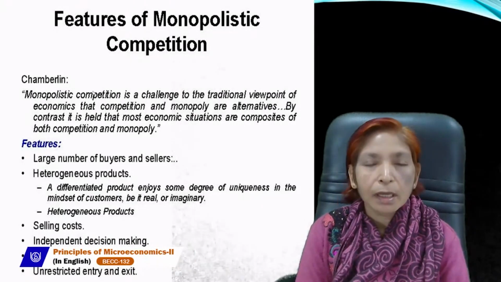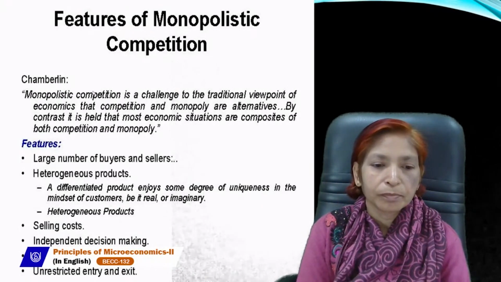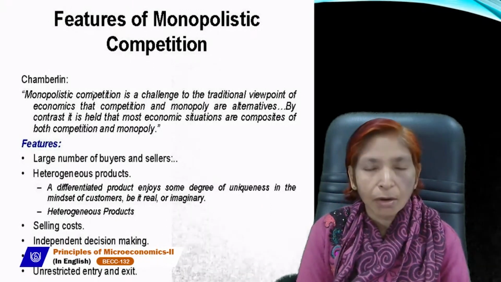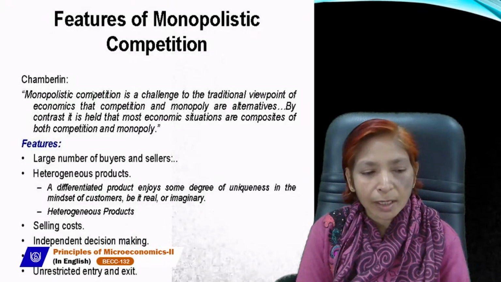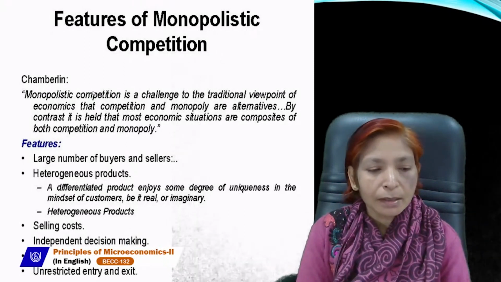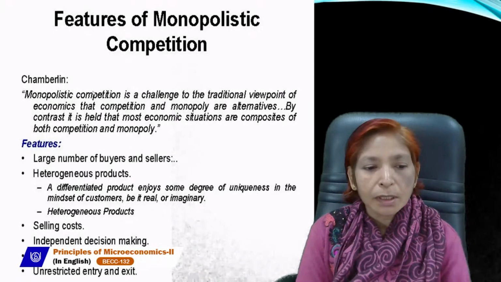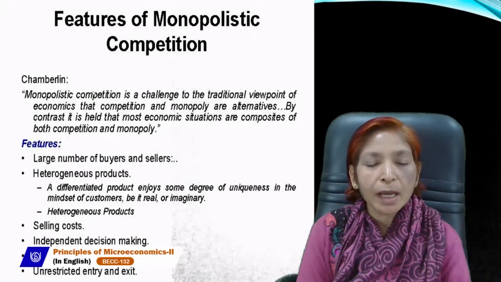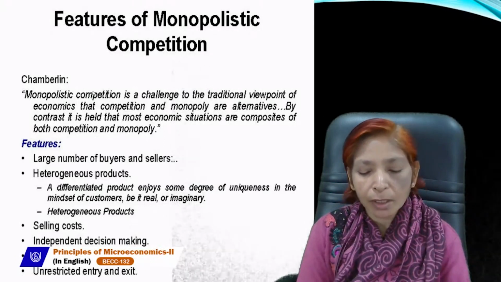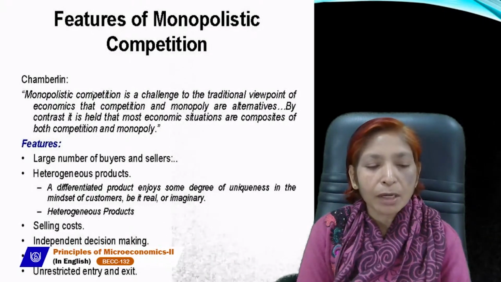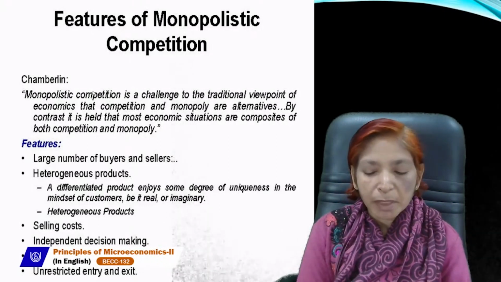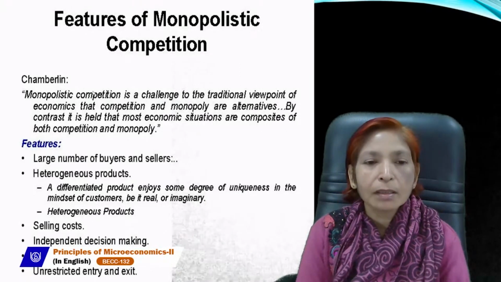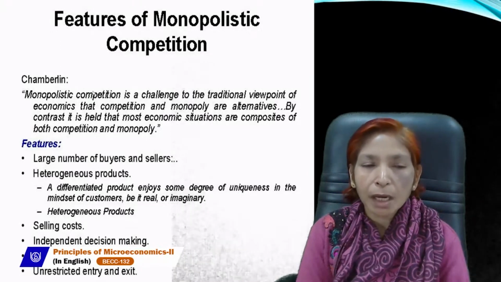Next feature is imperfect knowledge. Because producers are producing heterogeneous or differentiated products, that's why the producer or seller can't know about the desire or willingness of the consumer. And the consumer also does not have any perfect knowledge about the price and product of the seller. It means there is imperfect knowledge in the monopolistic competition market.